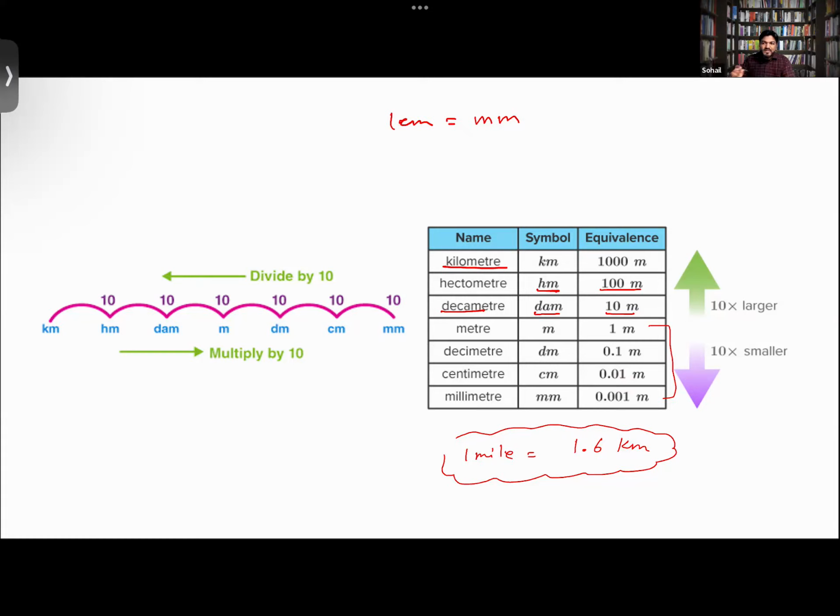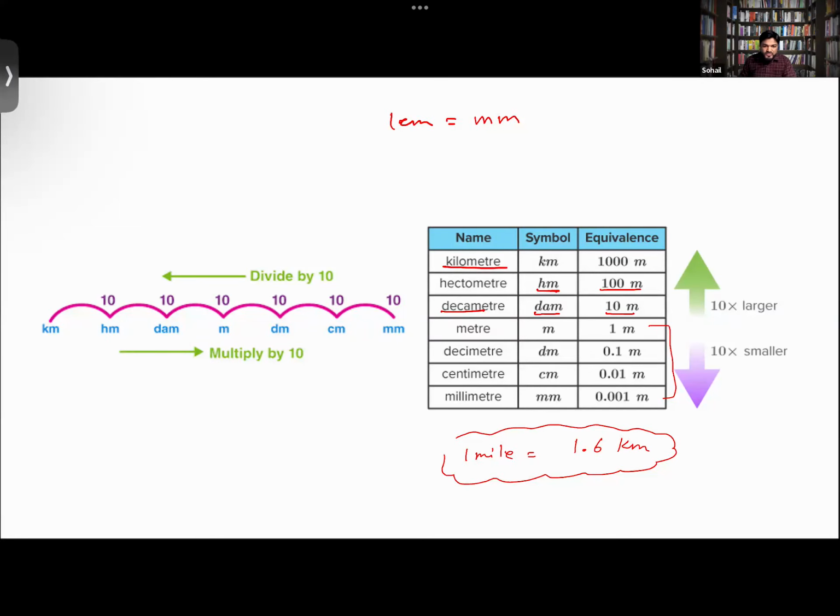We also practiced some questions on how to convert units. For example, to convert millimeter into centimeter, you have to divide by 10. In each step, you have to divide by 10. Be careful with the full forms. Many times we get confused about DM and DAM. DM is decimeter, and DAM is decameter.